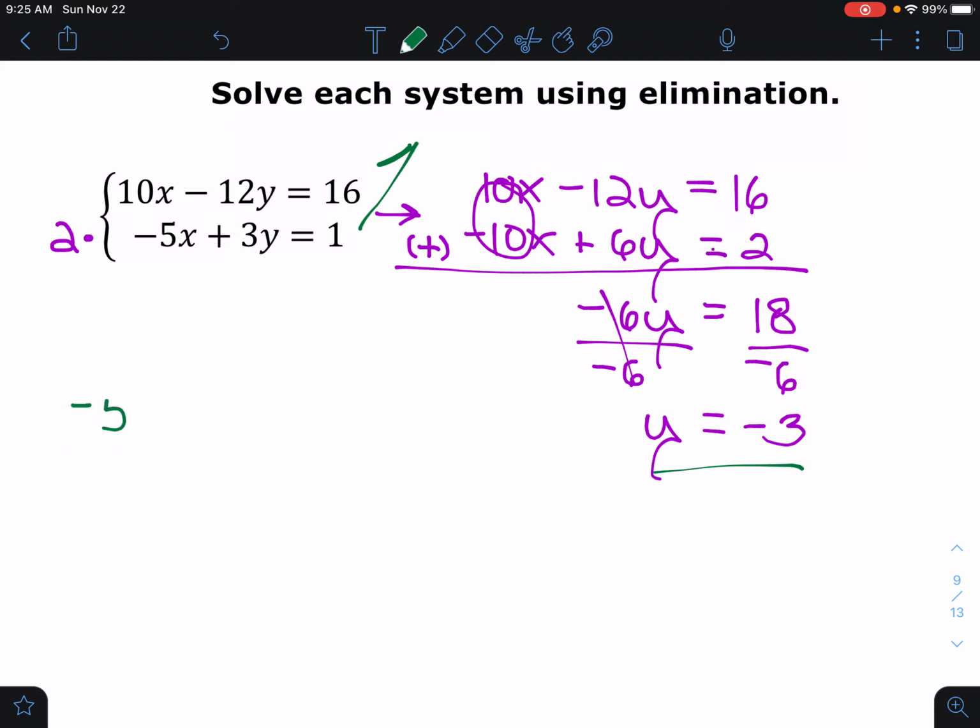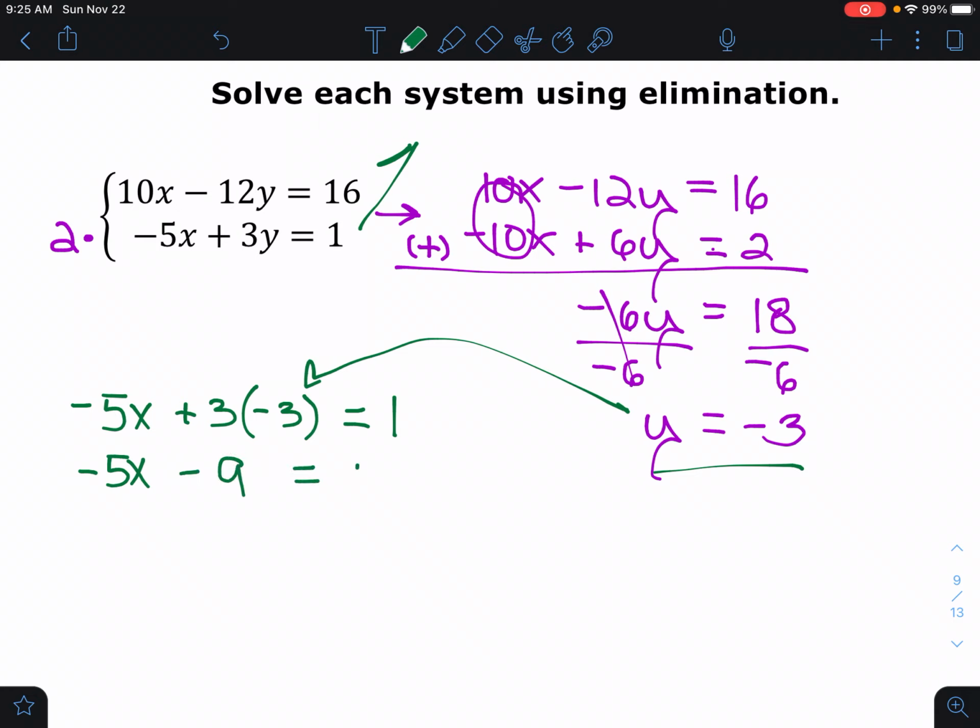So I'm going to say negative 5x plus 3 times, now negative 3 is y, so that's going to go right in here, equals 1. Okay, so now I have a little bit of algebra to do here. That's negative 9. Add 9 to both sides. And we have negative 5x equals 10.